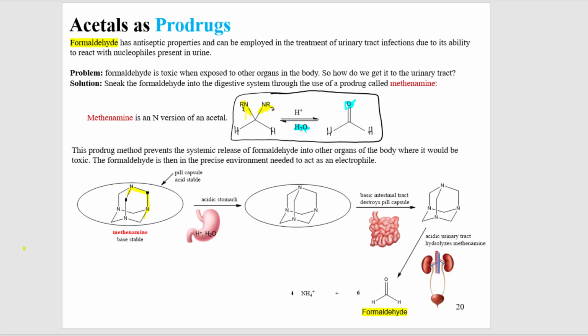like formaldehyde, has antiseptic properties. So I told you it was toxic, and it is. However, formaldehyde has been shown to have antiseptic properties that can be employed in the treatment of urinary tract infections. In fact, it's quite good at getting rid of urinary tract infections. Problem. Formaldehyde is toxic, as I mentioned, when exposed to other organs in our body. So you're trying to treat a urinary tract infection, but you can't just down some formaldehyde or even take a pill of formaldehyde. Solution, you've got to sneak the formaldehyde into the digestive system through the use of prodrugs.